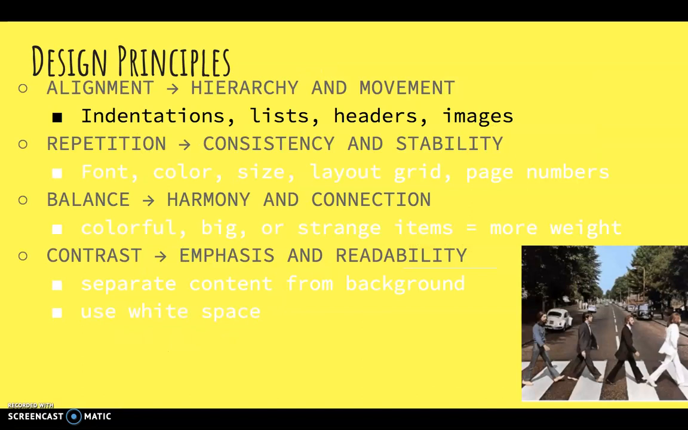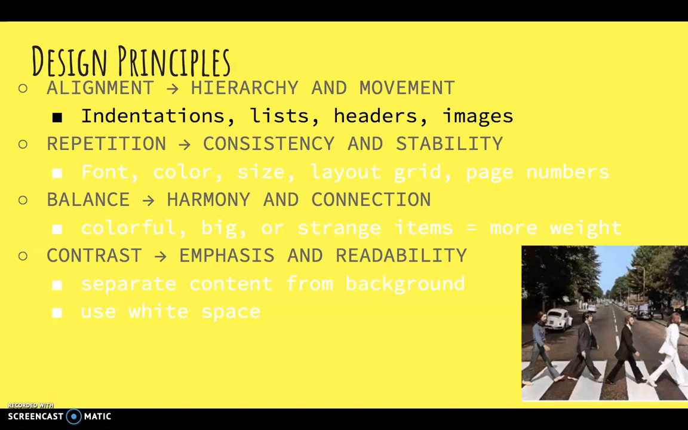First is the principle of alignment. The principle of alignment values hierarchy and movement. When information is aligned, our eyes can more easily track, organize, and follow the information. An example would be indenting a paragraph. This automatically tells the reader where ideas start and stop.